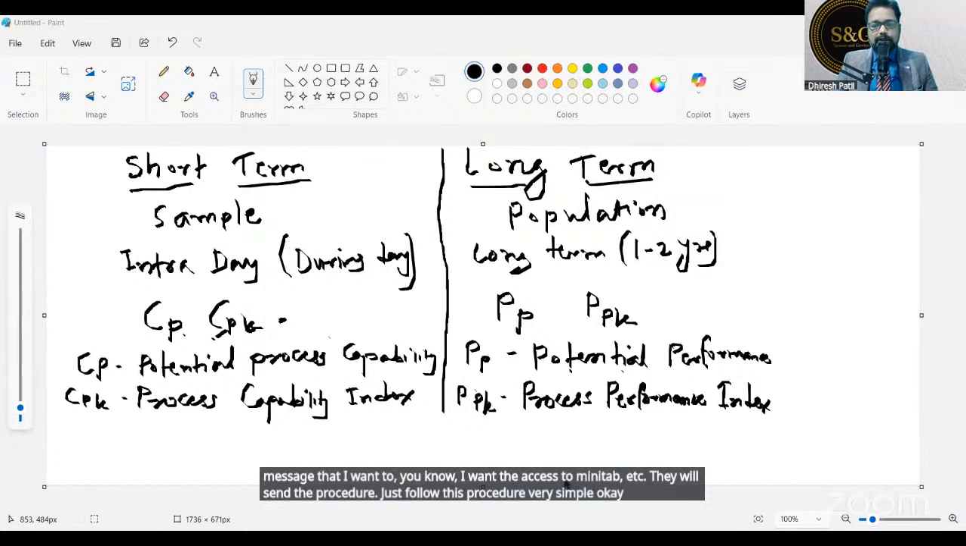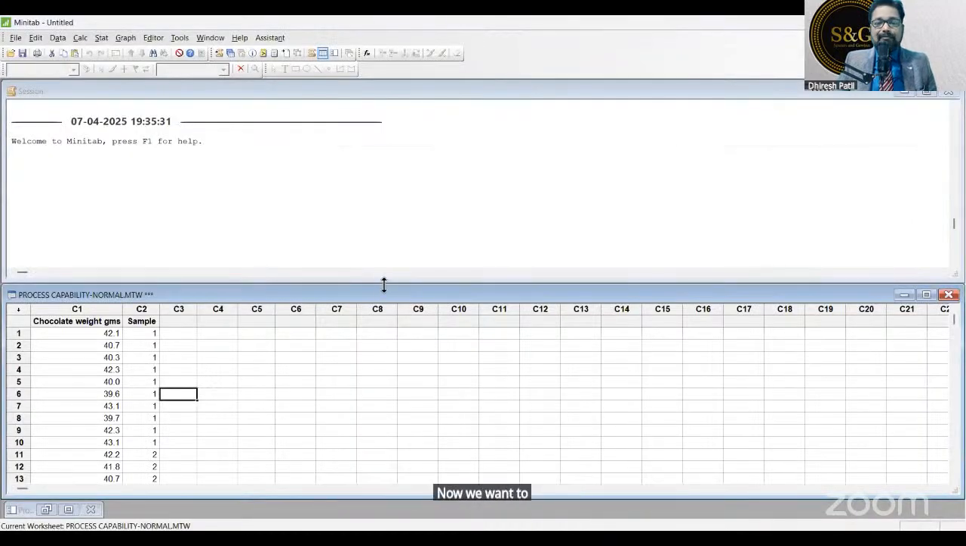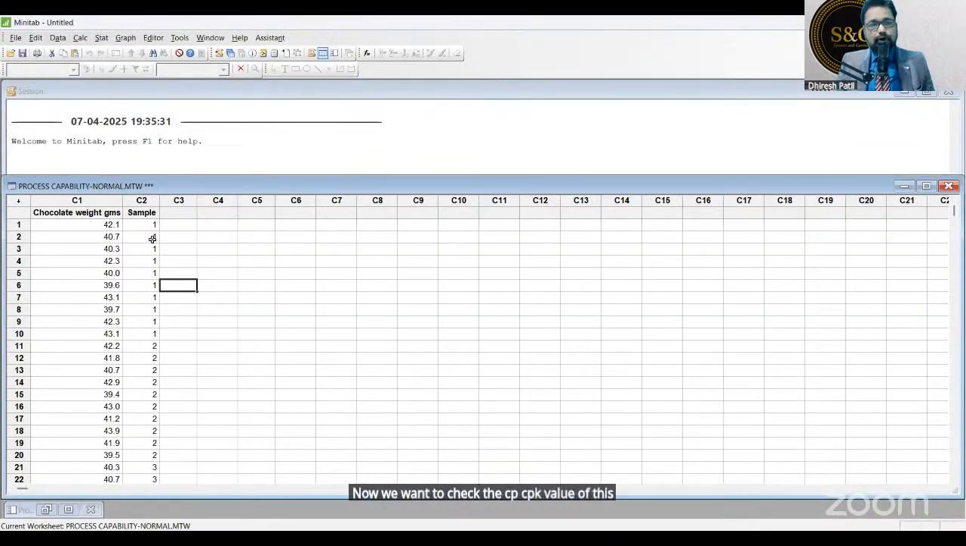Chalo, all the new members, just observe what we are doing here. Let me open as well the same file. So the file is like this. Now we want to check the Cpk value of this data set. So this file is in Excel. No, this is in Minitab file.